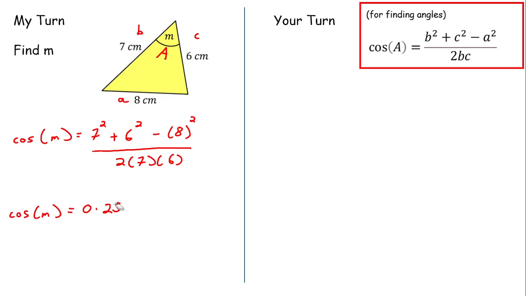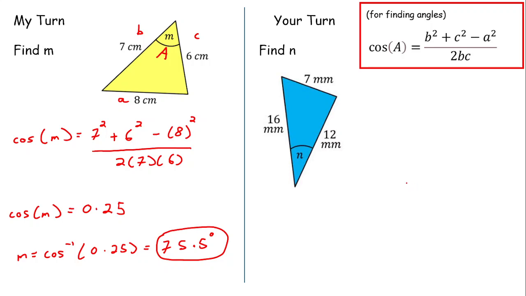And then in class, some of us were saying, well, how can angle M be 0.25? We're not finished yet. We've got cos of the angle M. To find M, you've got to do the cosine inverse of both sides. If we do that, we can get our answer. So cos inverse 0.25 is equal to 75.5 degrees to 1 decimal place. And that there is your answer.